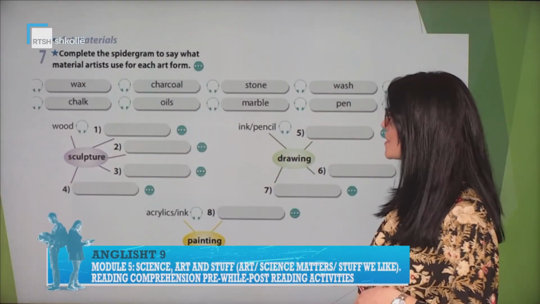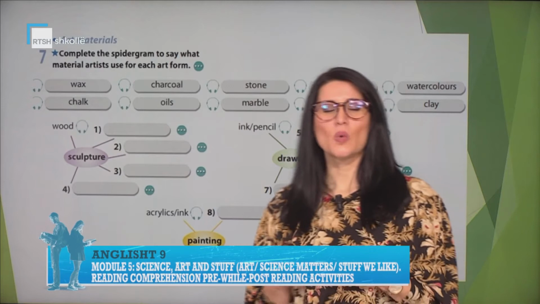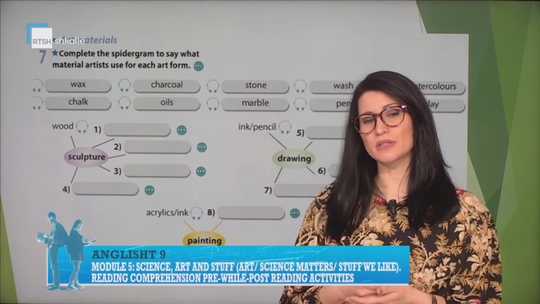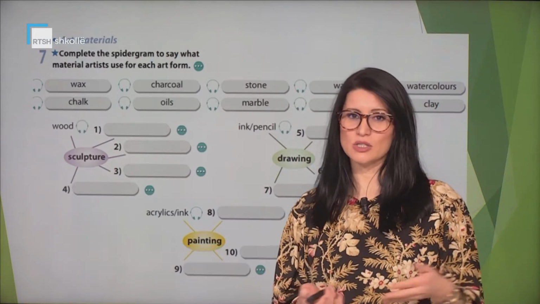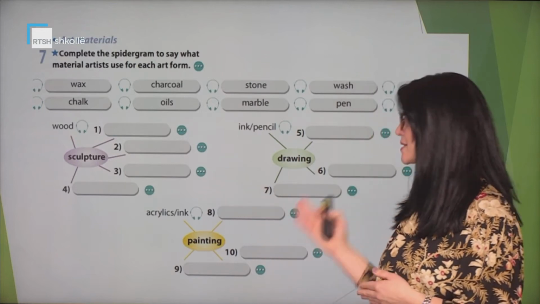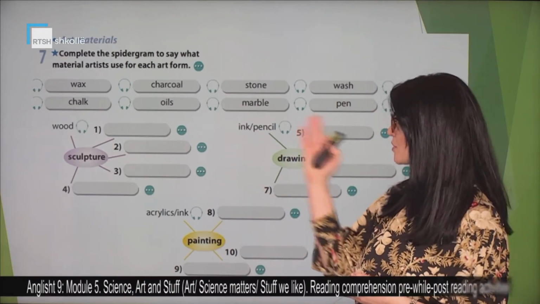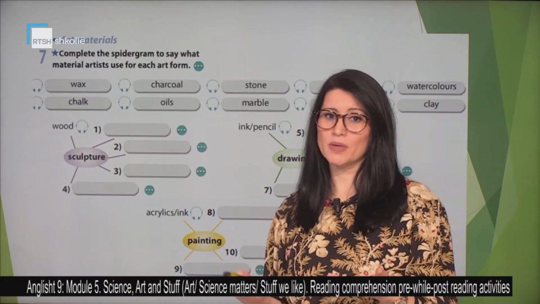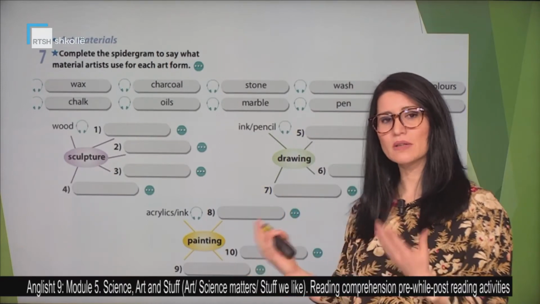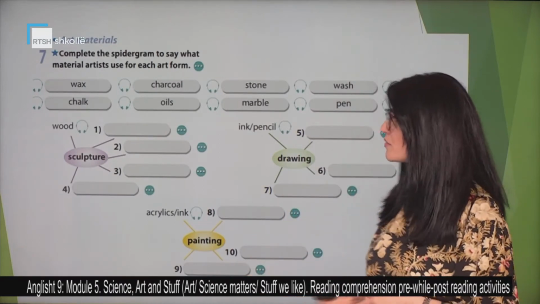Now we have got here art materials. We are going to find out what materials different artists use for making sculptures, painting and drawing. We have got the words above and we are going to use these words to complete the cluster. Let's go on with the first one.